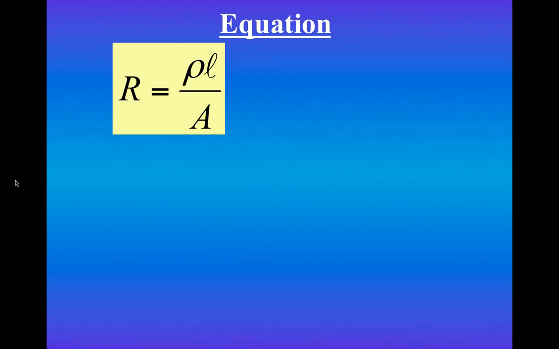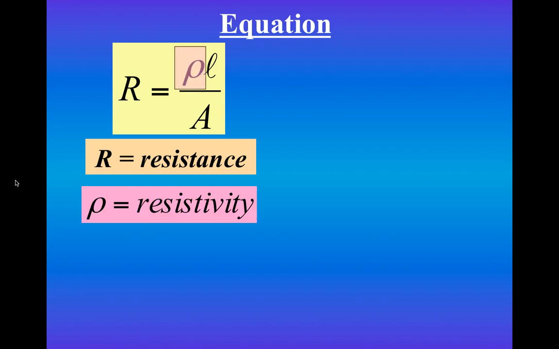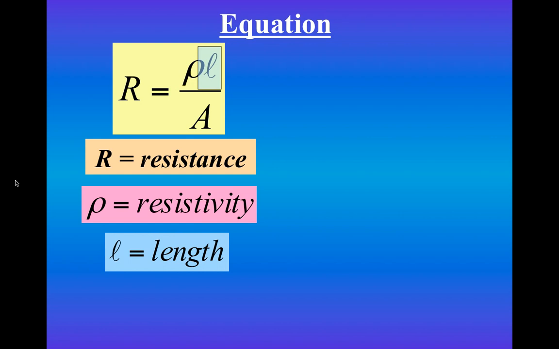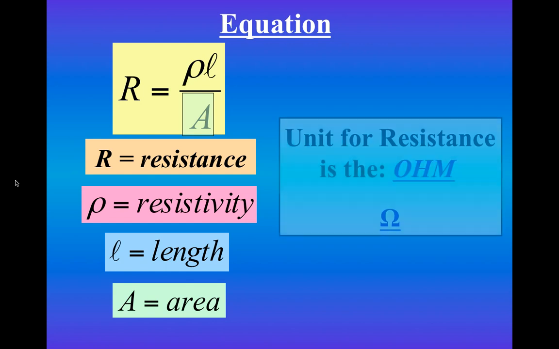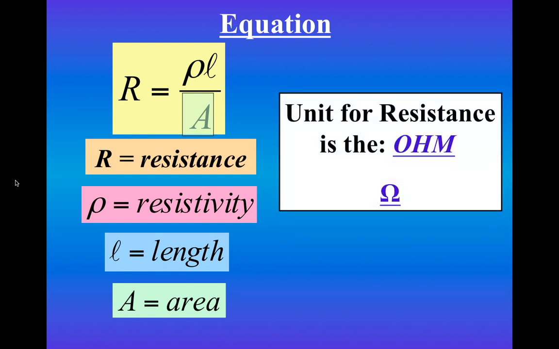For resistance, we have an equation. R, capital R, is resistance, equals rho, which is resistivity, times L for our length, divided by capital A for our area. We are always talking about the area of a circle, so the area is pi r squared. The unit for resistance is the ohm. The symbol is the Greek letter capital omega.